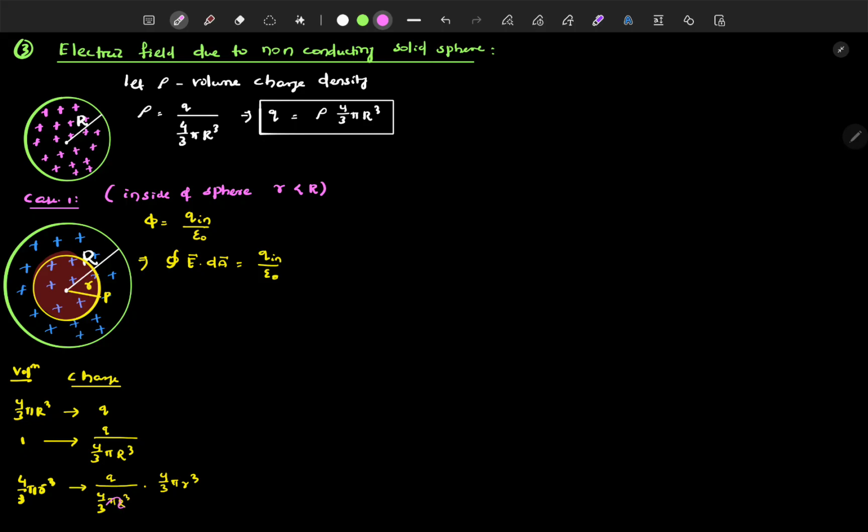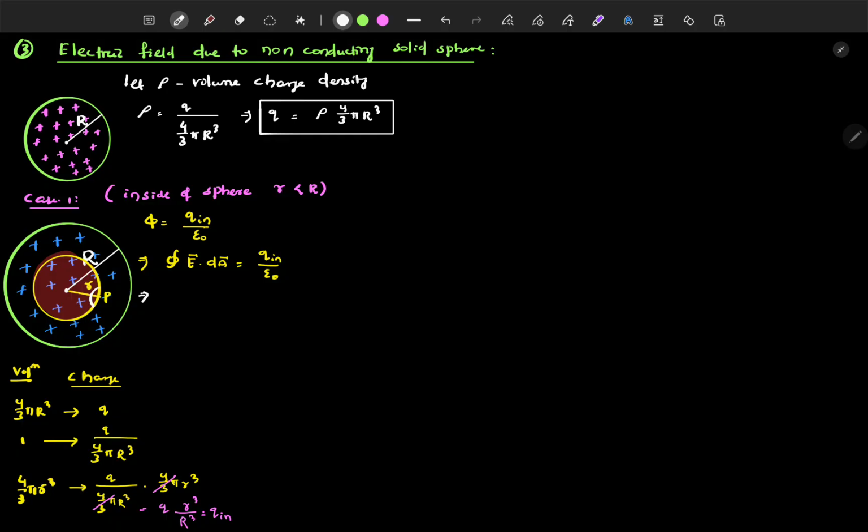After solving, 4 by 3 pi cancels out. Then it will be Q into small r cube by capital R cube. This is your Q enclosed, equal to Q small r cube by capital R cube. And as per the previous process, we can write E dA cos 0.